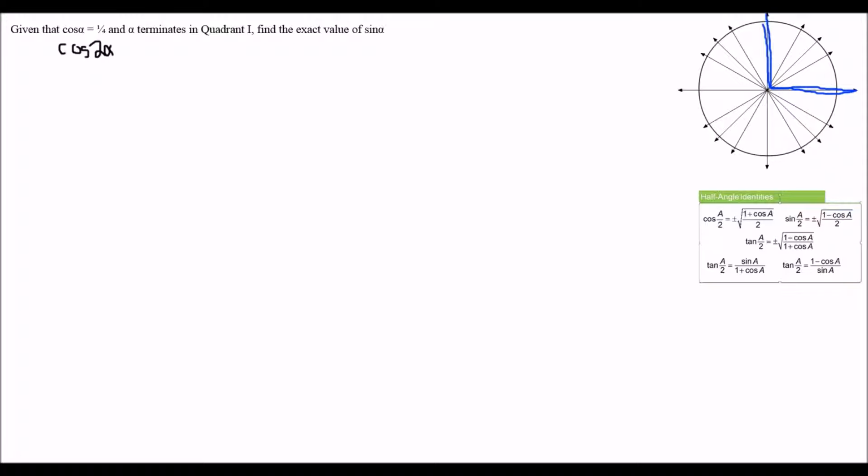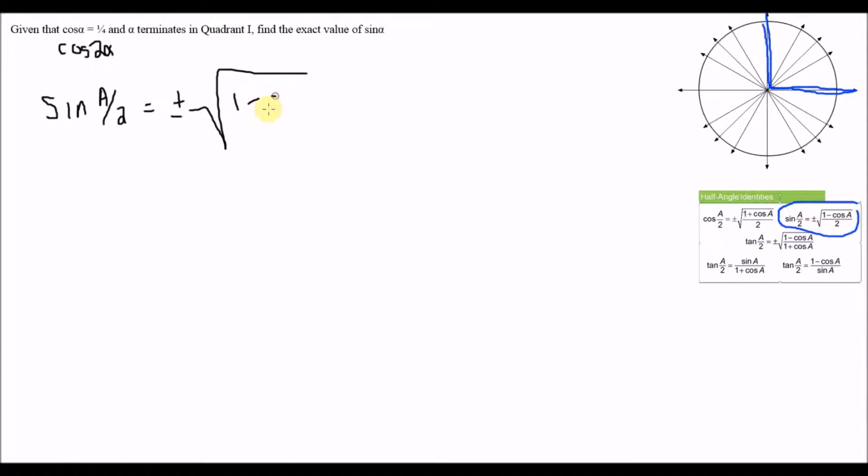So, first, what we're going to want to do, we know the value of cosine 2A, and we're looking for sine, I'm just going to say A, not alpha, and we're looking for sine A. So we're going to use the half angle identity. Where is it? Let me get a little colorful. Sine A over 2 equals plus or minus square root 1 minus cosine A over 2. So let me go back to this. Let me just write this out real quick.